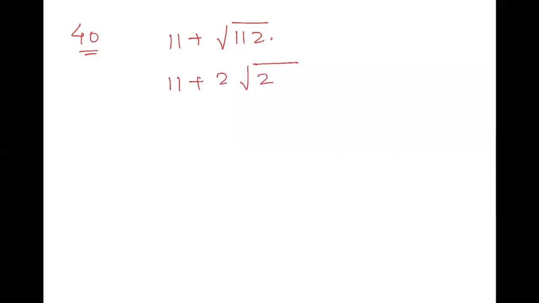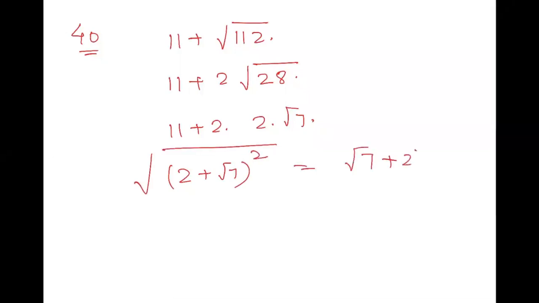Right, and the 40. 40 is the direct 11 plus under root of 112. Okay, no problem at all. 11 plus 2. Right, or we can write 11 plus 2 into 2 into under root 7. Right, so this is nothing but 2 plus root 7 the whole square, but it was in the under root, so this is root 7 plus 2.